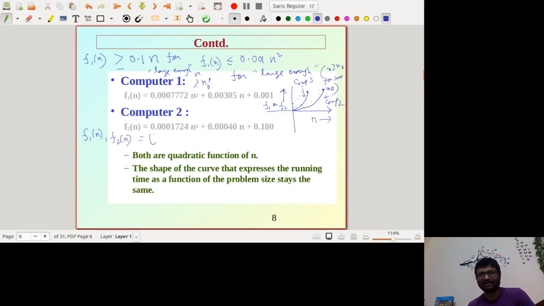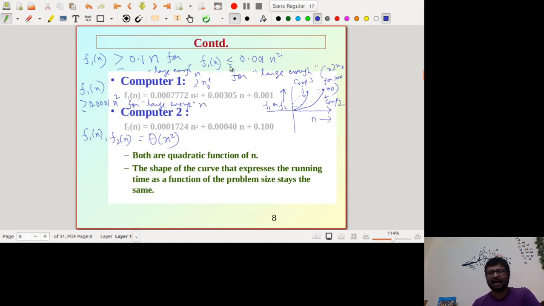are theta of n squared. So I said that F1 is at least 0.01 n squared. I can also say that F1n is at least some constant which is slightly less than this one, so let's say 0.0001 n squared. You'll be able to show this also for large enough n. So for large enough n, F1n is upper bounded by some constant times n squared, as well as lower bounded by another constant times n squared. So F1n is equal to theta of n squared, we'll say.